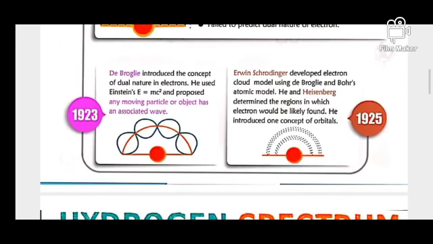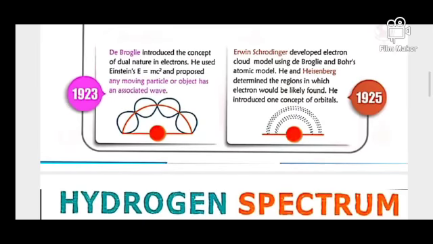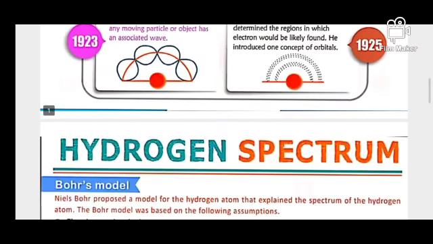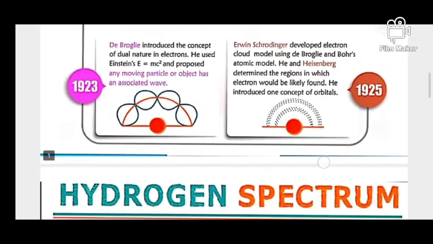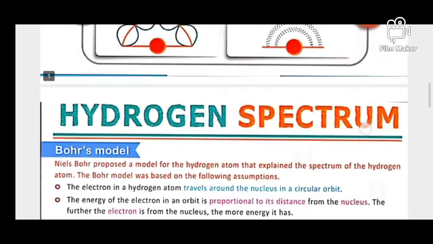After that, Erwin Schrodinger developed an electron cloud model using de Broglie's and Bohr's atomic models. He and Heisenberg determined the region in which an electron would likely be found, and he named these places orbitals. This is the basic thing of the Heisenberg and Schrodinger model.